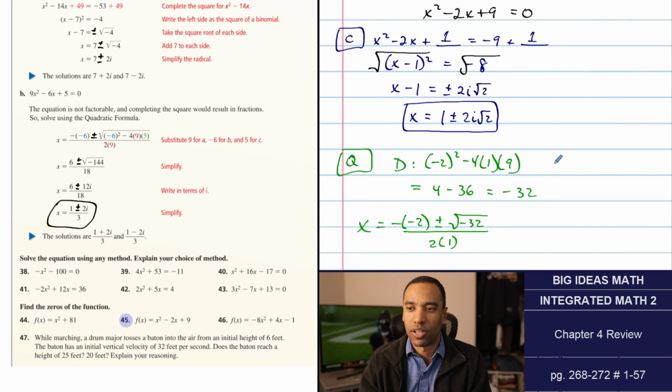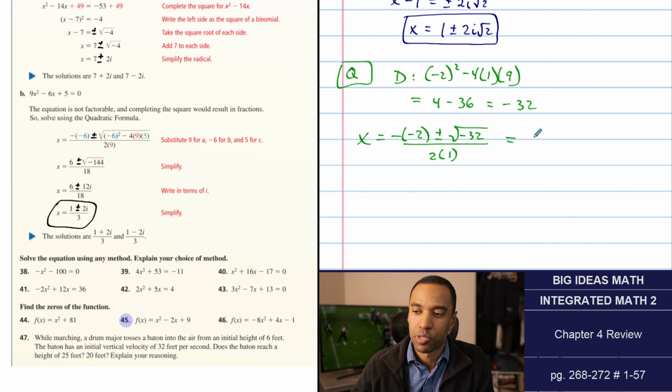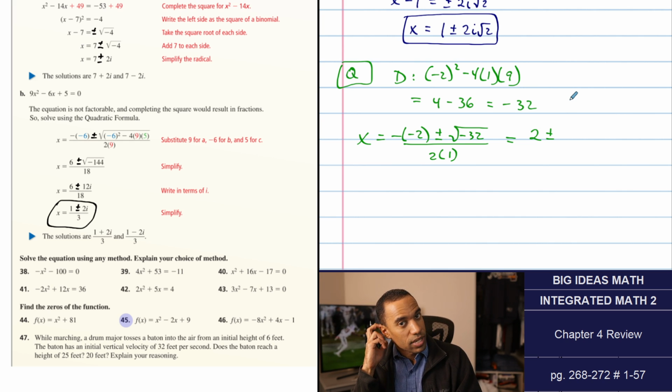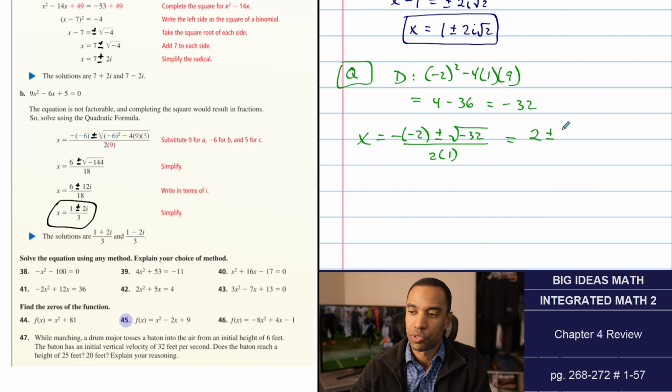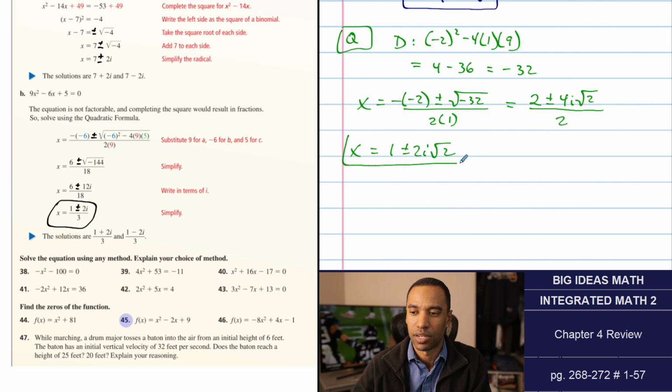Someone might be more inclined to write that first, and I don't doubt it. That's fine. Opposite of negative 2 is positive 2. Square root of 32 is root 16 times root 2, or 4 root 2, but because it is the square root of negative 32, 4i root 2 over 2. And now all these divide by 2: 2 over 2, 4 over 2, and the 2 over 2 there. So x is 1 plus or minus 2i root 2. All done.